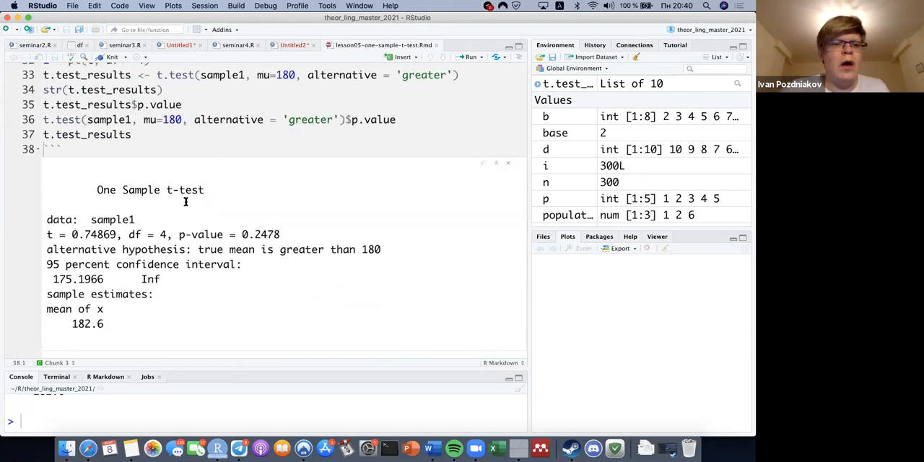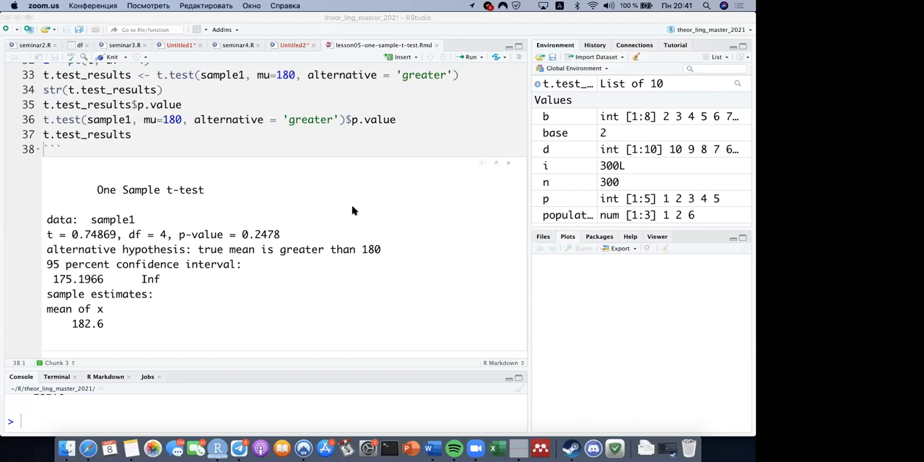So what can we conclude based on this p-value here? Try to explain your conclusions about the null hypothesis and alternative hypothesis.